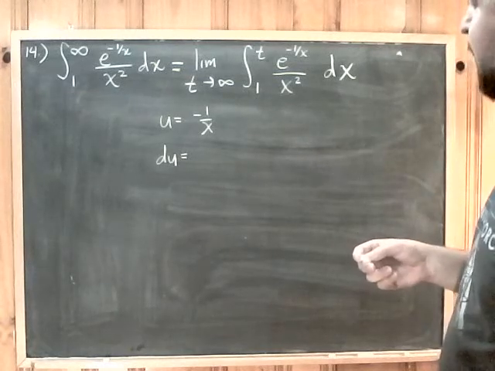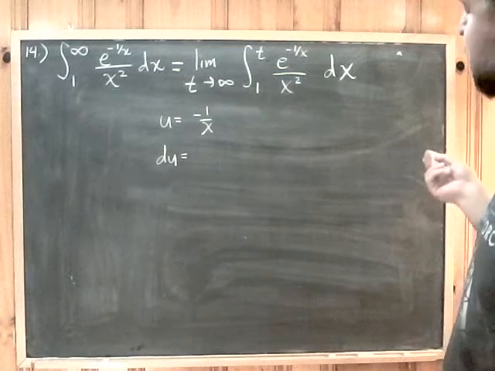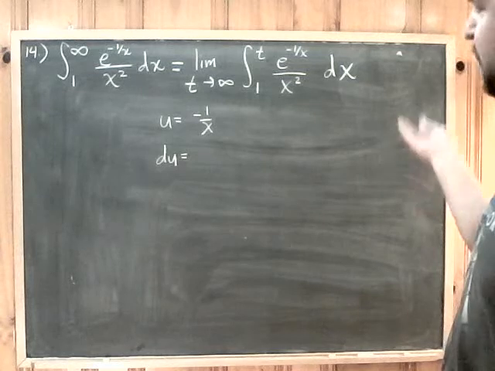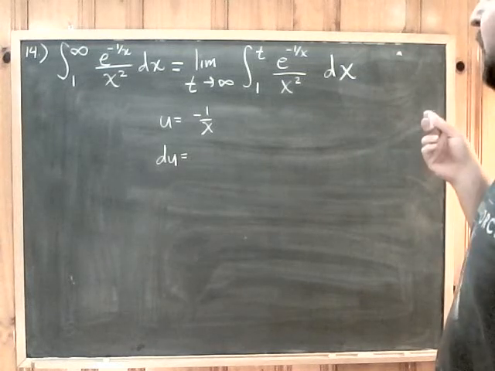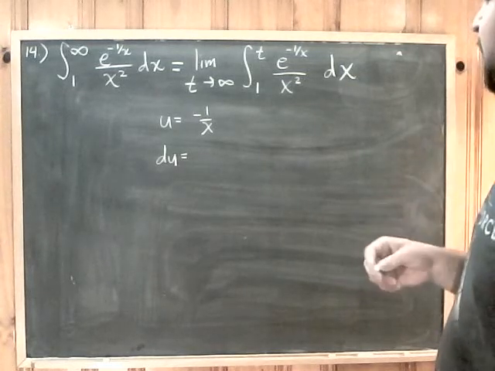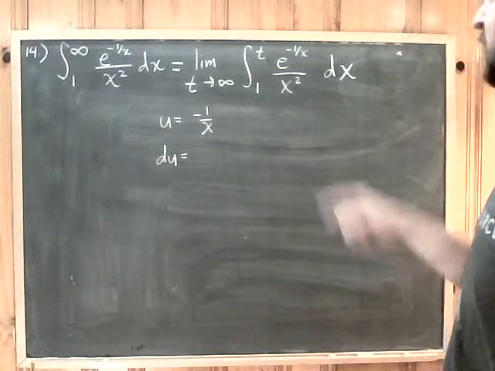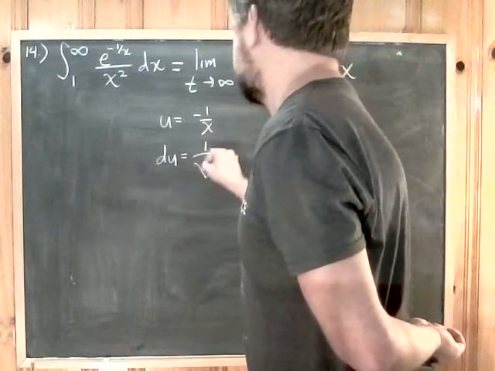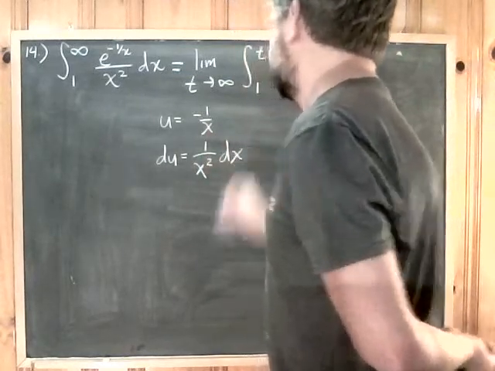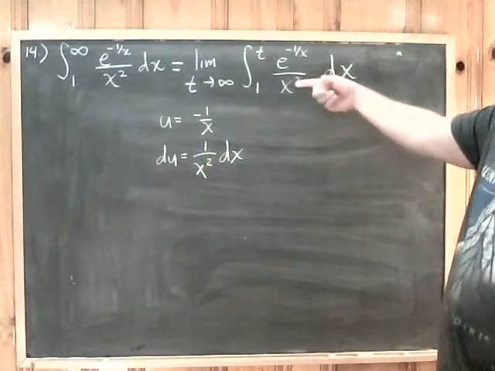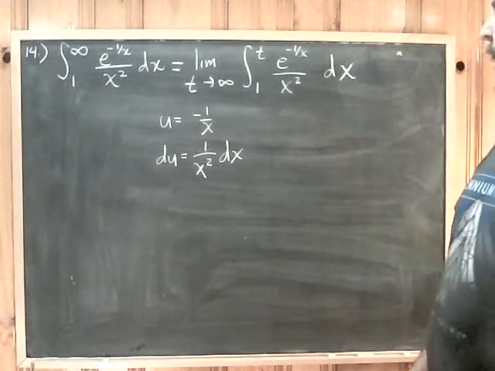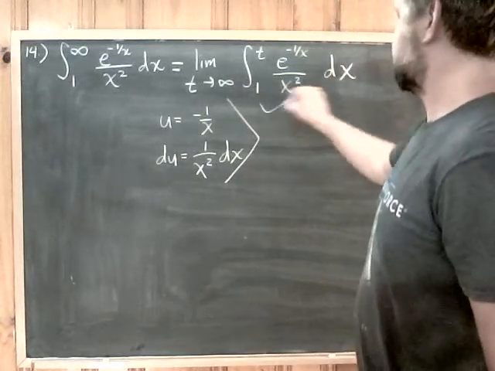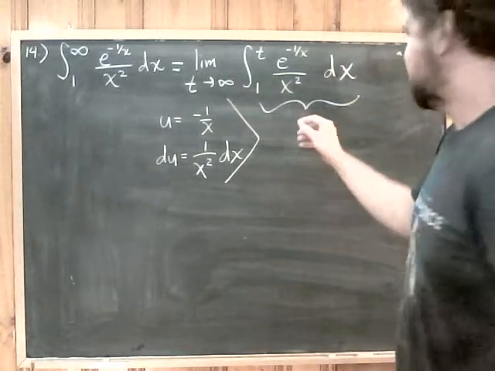Or you can remember that when you have 1 over x, it's a little tiny quotient rule. Bottom times the derivative of the top is 0, minus the top times the derivative of the bottom is going to be just 1, since there's a negative, over bottom squared. So this becomes 1 over x squared dx. And that's perfect. It's 1 over x squared dx is already a factor of the original problem. So just the integral again. I'll take the limit at the end.